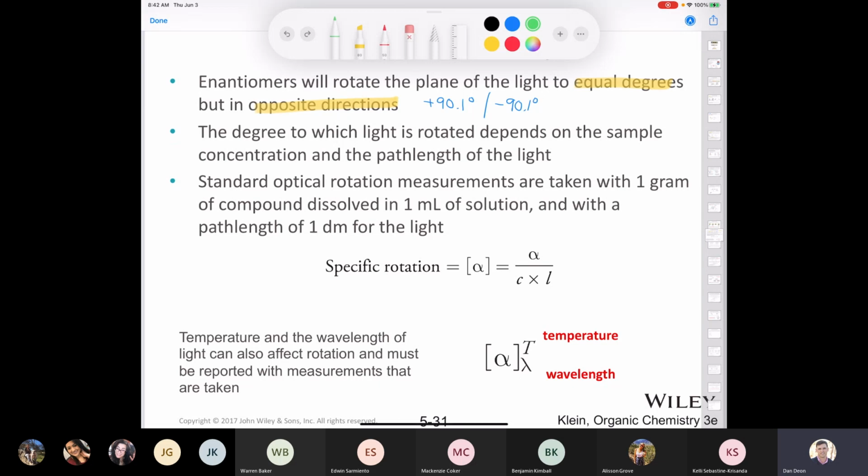The amount of rotation of the light depends on a couple of things. It depends on sample concentration and the path length of the light, which is usually 1 decimeter or 10 centimeters. There's a whole standard procedure that we have for measuring optical rotation. It's usually 1 gram of compound and 1 milliliter of solution. I'm never going to ask you about that. And if you're wondering, can you summarize what you're not going to ask me? Yes, I have it summarized on a slide in a second.